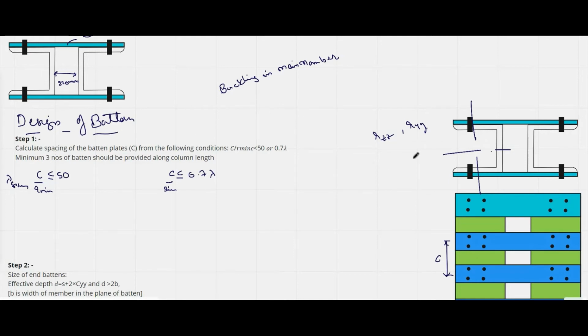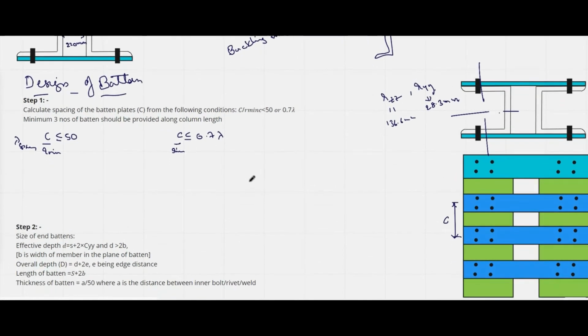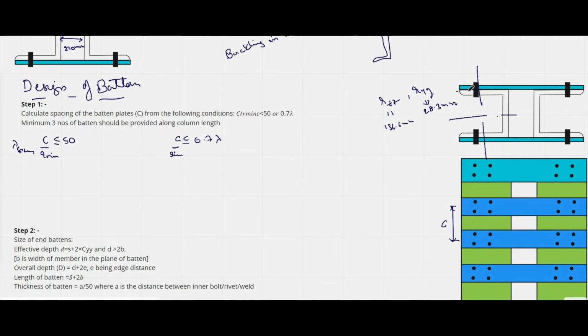So for the main member, when I select it, one axis has a radius of gyration RZZ of about 136.6 mm, and around YY it is only about 28.3 mm. So YY is a lot weaker than the XX section. So if I select only a single channel and the load is acting upon this channel, will it be able to sustain these loads or not? Will the member buckle in the main member or not?